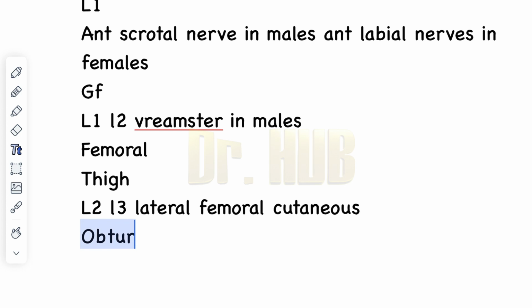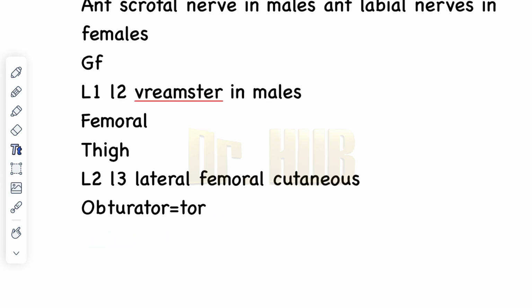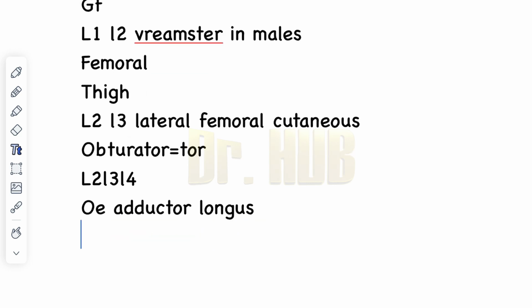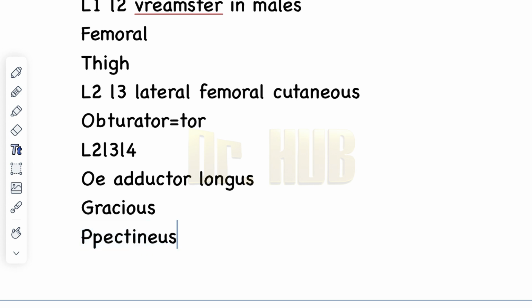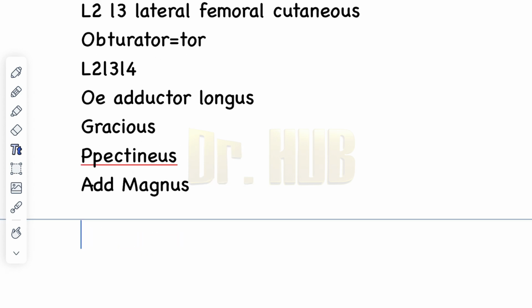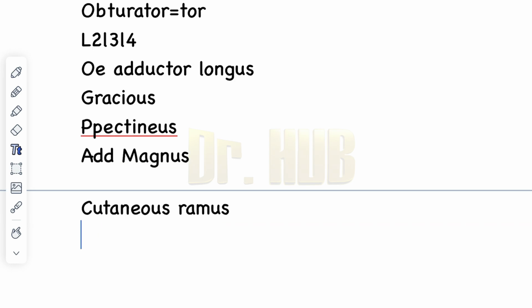Next is the obturator. The obturator is from L2, L3 as well as L4. The muscles innervated include the obturator externus, adductor longus, adductor brevis, gracilis, pectineus as well as the adductor magnus. The cutaneous branch it supplies is the cutaneous ramus.